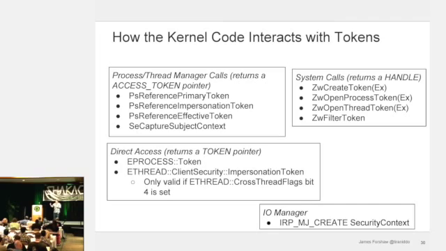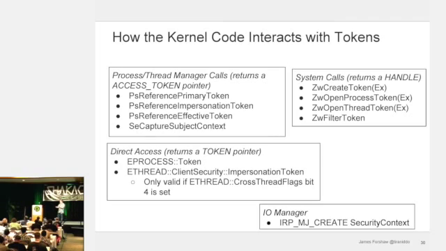So first, we need to know how the kernel interacts with tokens themselves. And there's, as you can see, quite a few different ways that access tokens can manifest in kernel code. You've got the public API ones, so things like the process and thread manager have functions to reference the primary token. It has functions to reference the impersonation token, and so on. You've then got system calls, and technically kernel code doesn't need to call system calls for this, but sometimes it will. And there's functions to create tokens and build filter tokens and open the current process token.